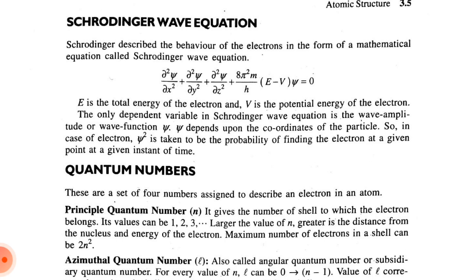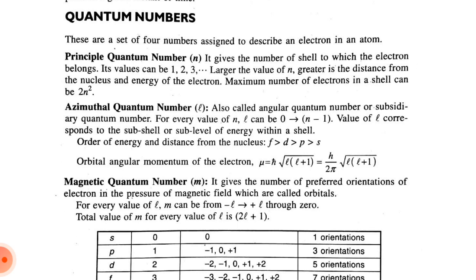Quantum numbers. There is a set of 4 numbers assigned to describe an electron in an atom. Principal quantum number n. It gives the number of the shell to which the electron belongs. Its value can be 1, 2, 3, and so on. The larger the value of n, the greater is the distance from the nucleus and the energy of the electron. The maximum number of electrons in a shell is 2n².